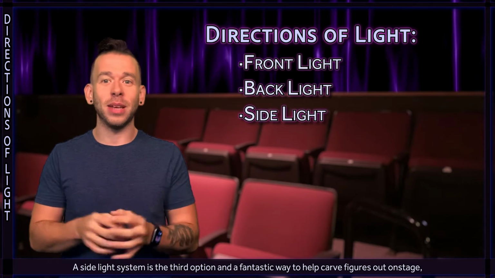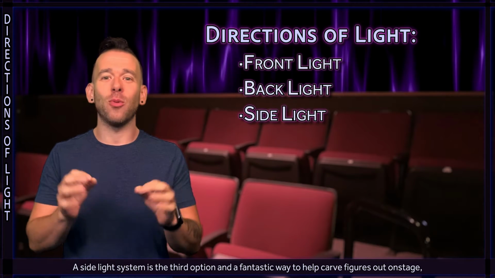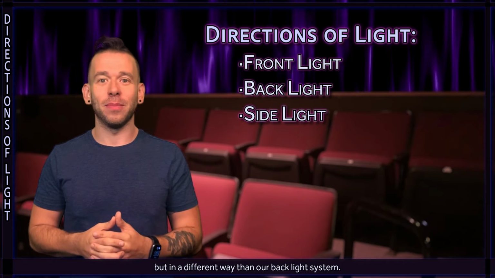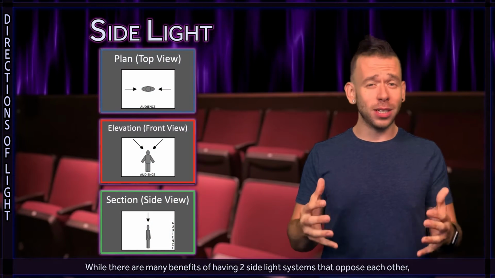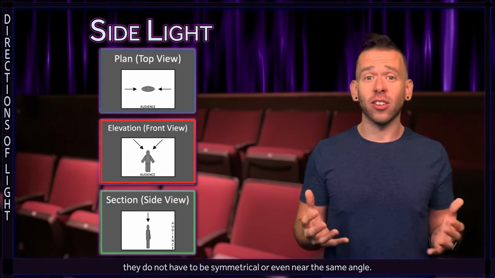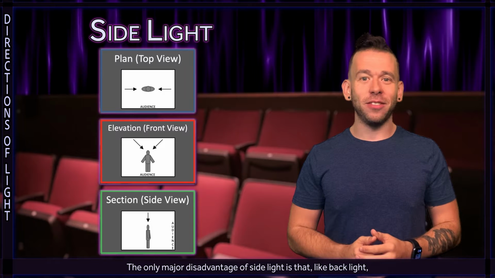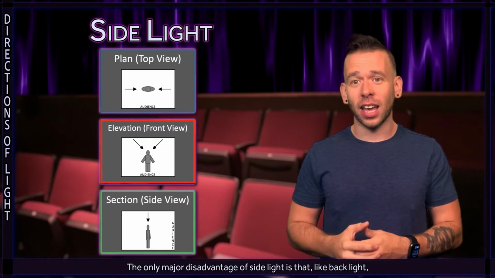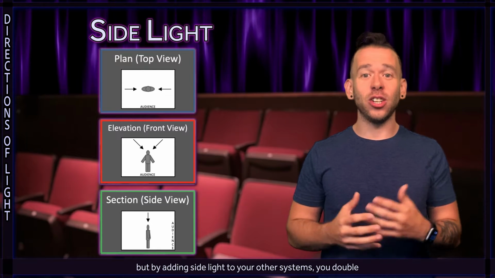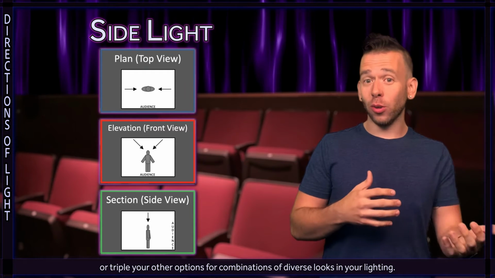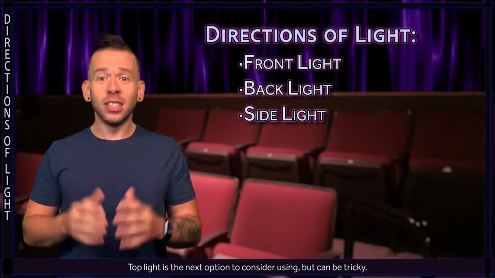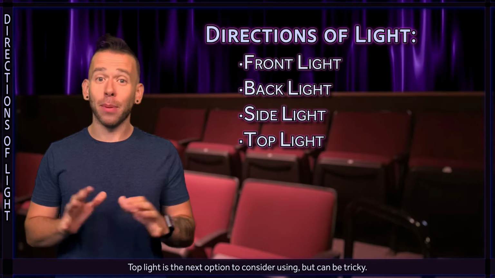A sidelight system is the third option and a fantastic way to help carve figures out on stage, but in a different way than our backlight system. While there are many benefits of having 2 sidelight systems that oppose each other, they do not have to be symmetrical or even near the same angle. The only major disadvantage of sidelight is that, like backlight, it is not great for visibility on its own. But by adding sidelight to your other systems, you double or triple your other options for combinations of diverse looks in your lighting. Top light is the next option to consider using, but can be tricky.